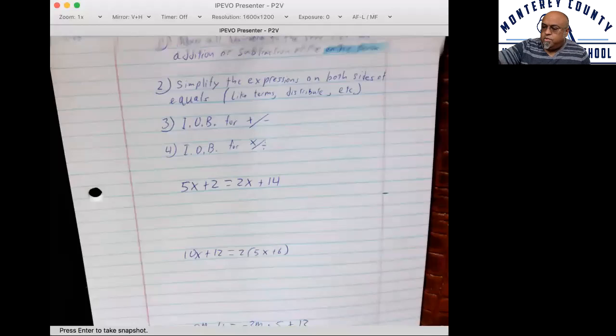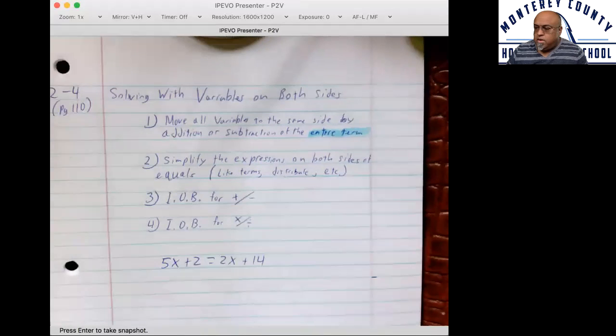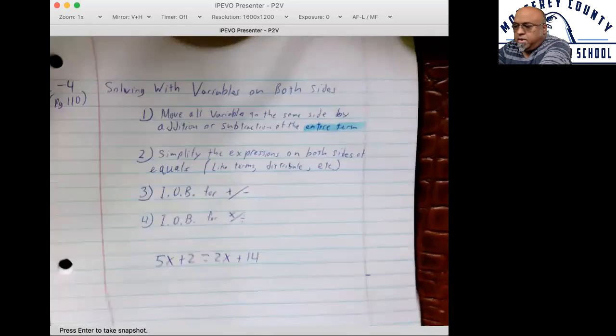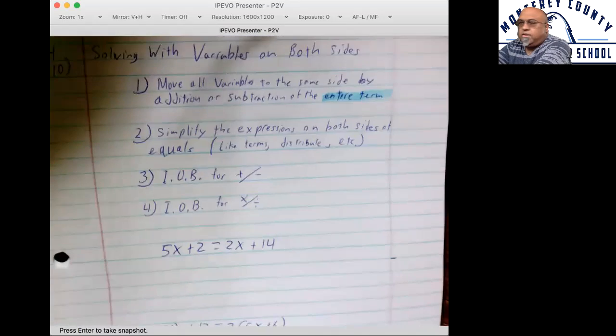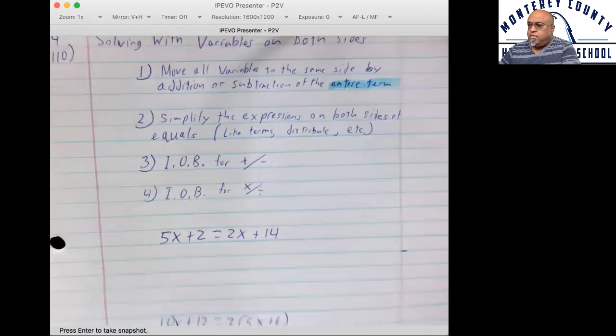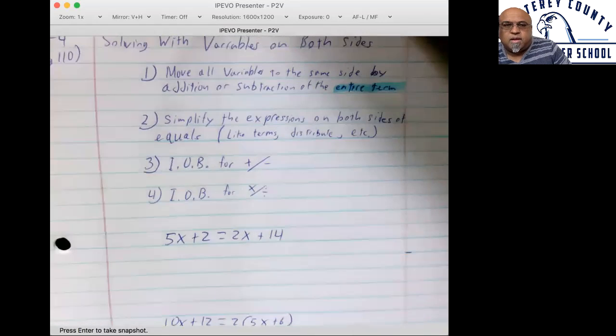Okay, now I should be sharing with you. Let me try to make this so it's easy to see. I'm trying to remove any shadows or anything like that.